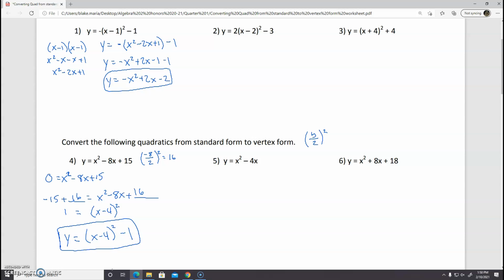Okay, so you can toggle back and forth, like I said, between the two forms. So going from vertex form to standard form, right? You might have to distribute and foil everything out. And then going from standard form back to vertex, you're going to have to complete the square. And that's what you're doing on these ones.